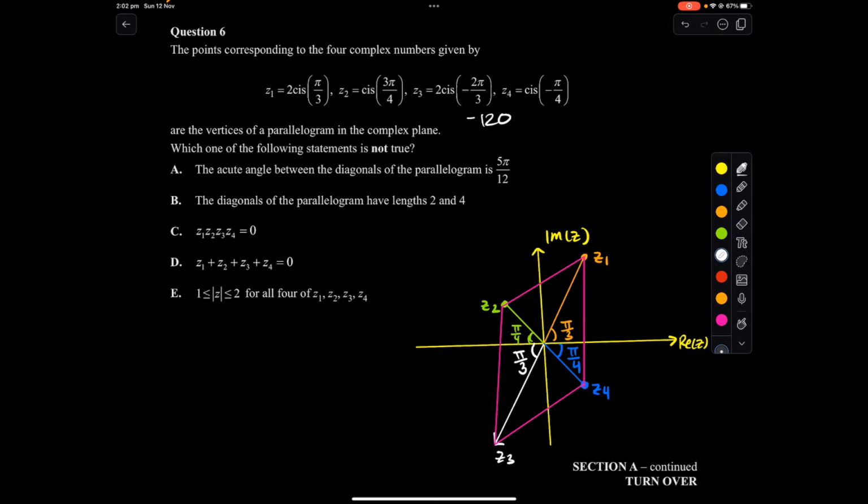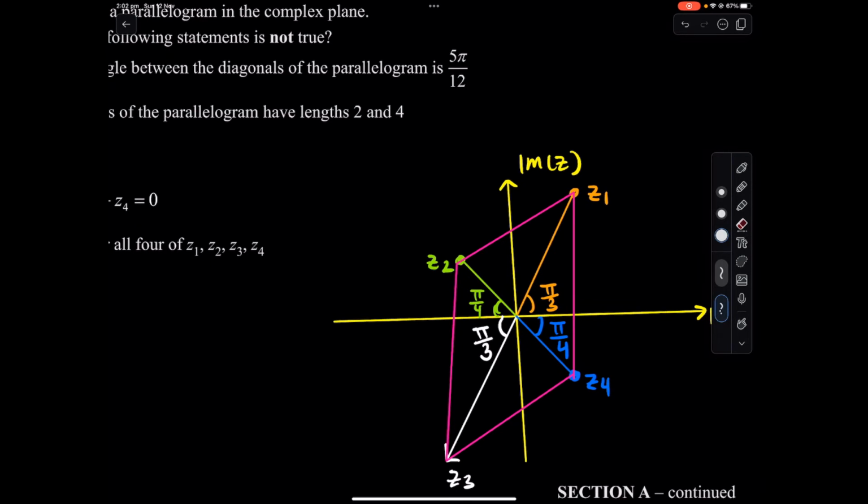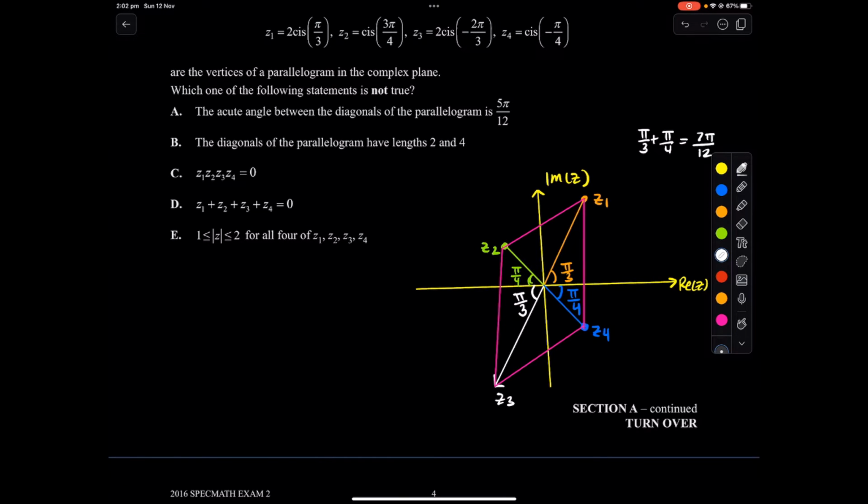First, the first one says the acute angle between the diagonals of the parallelogram is 5 pi on 12. And we want to check which one's not true, so which one's false. This angle over here tells us the angle between the diagonals, and also this one over here. So if I just add these two, what's pi on 3 plus pi on 4? That's 7 pi on 12. That's wrong. So that angle between those diagonals is 7 pi on 12.